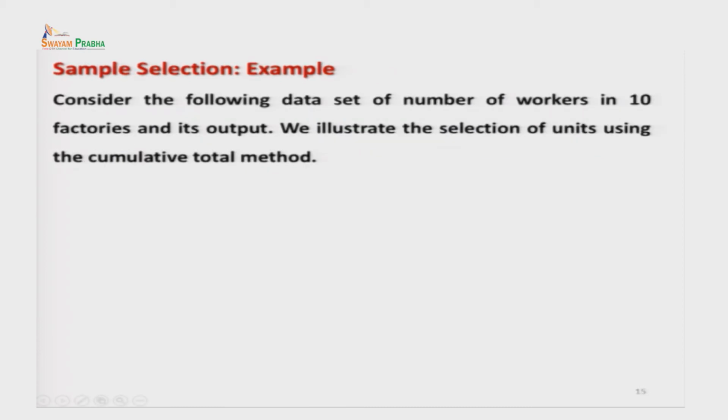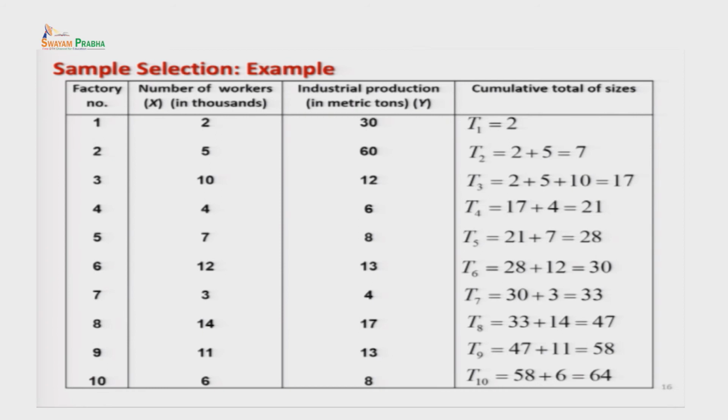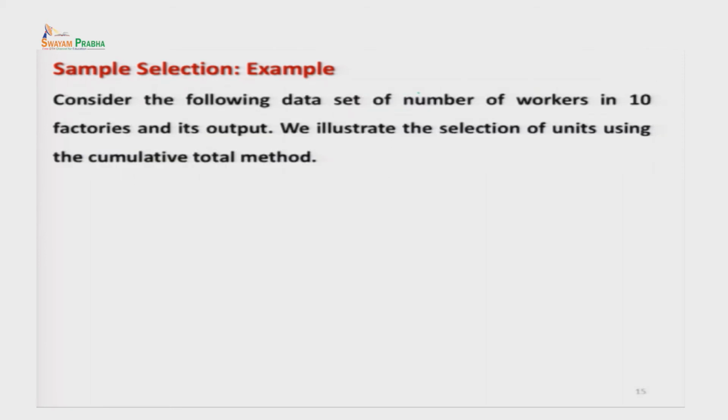Now let me take an example and illustrate how to implement the cumulative total method and Lahiri's method to select the random sample. First, you can see that we have certain factories, the number of workers in each factory, and their industrial production. So we have a data set where the number of workers in 10 factories and their outputs are reported.